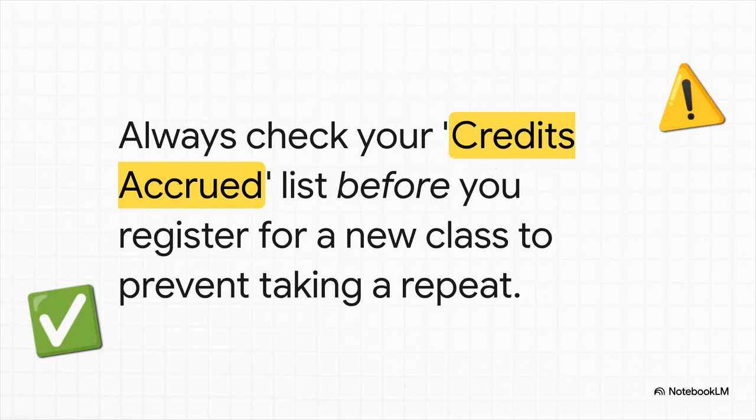And this leads me to probably the most practical piece of advice I can give you. Seriously, before you register for any new class, pull up this report, scroll down to that credits accrued list, and just scan it to make sure you haven't already taken that class in this cycle. It takes 2 minutes, and it will save you such a massive headache down the road.